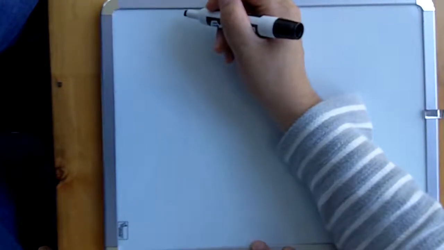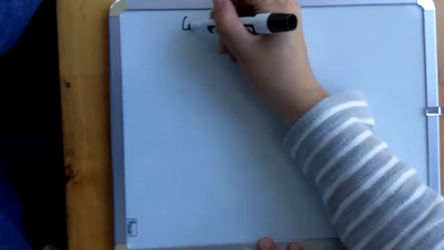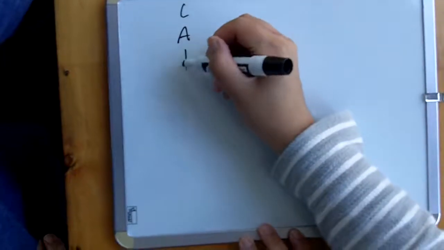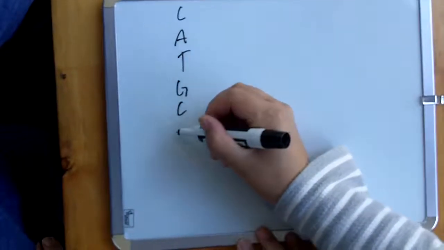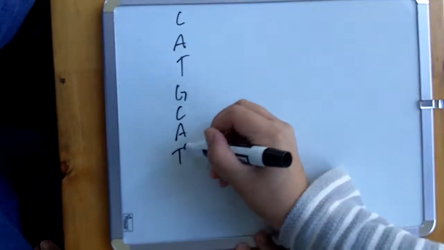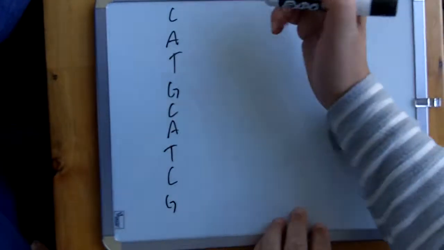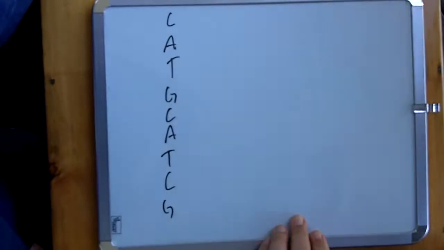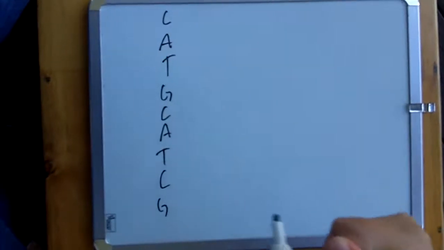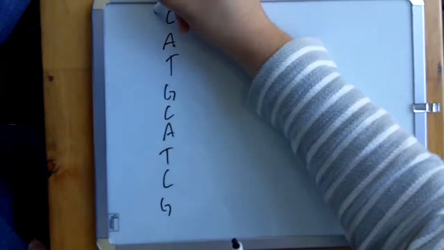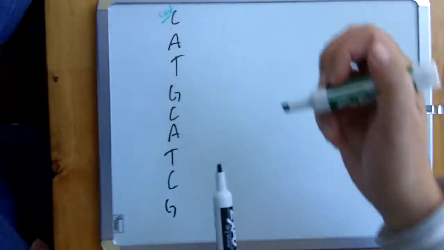Okay, so we're going to talk about protein synthesis here. And what we're going to do is start off with what we call the coding strand. So we're just going to put C, A, T, G, C, A. This is completely random, by the way. T, C, G. I'm just thinking off the top of my head. So again, this is the coding strand. I'm going to label that right here. Just going to put COD to represent coding strand.